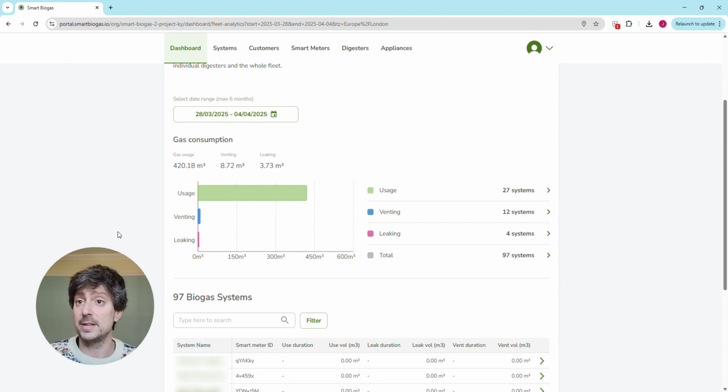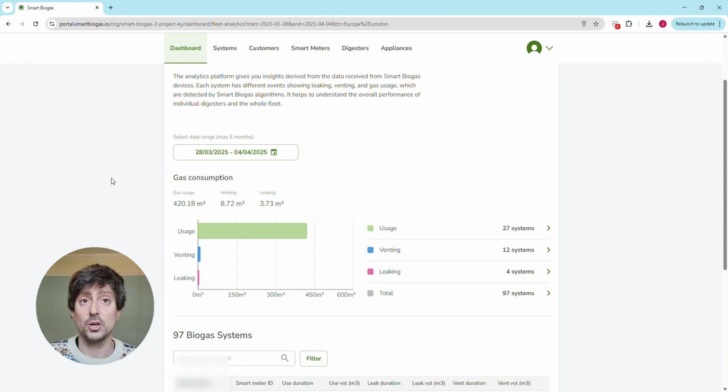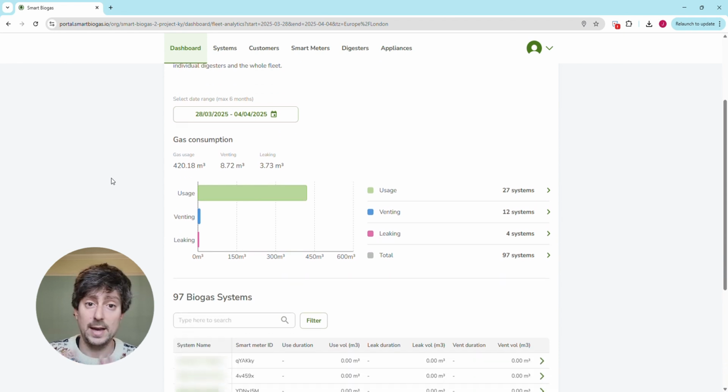So that's the basic understanding of analytics. You can use it as a good indicator for some of these issues, or if you want to calculate usage, then I think it's quite a good indicator. Just to remind you again, it's not measured data. We're not measuring the amount of gas that is being vented or leaked from the system. It's all inferred data.